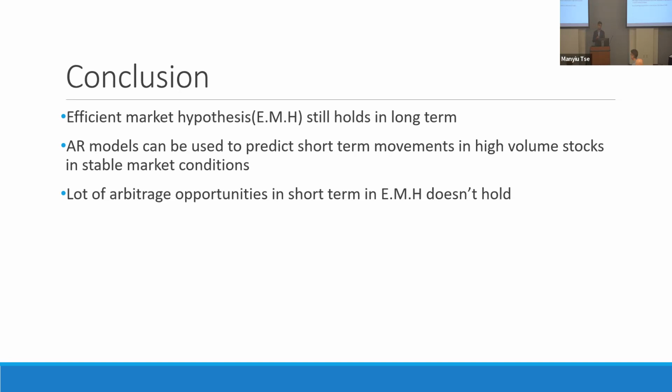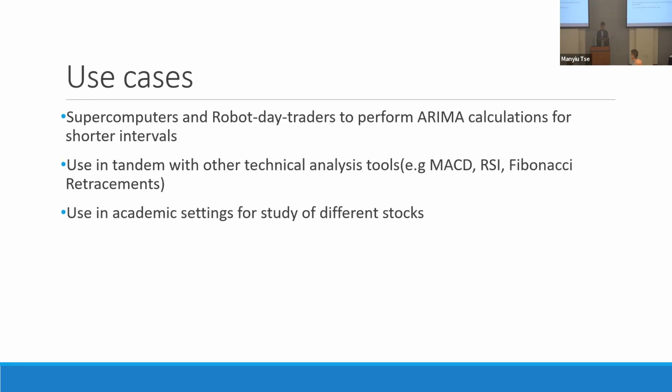And that also means that there are a lot of arbitrage opportunities in the short term because of the EMH seemingly not holding. Let's look at some use cases for the future. So supercomputers and robot day traders can perform ARIMA calculations for shorter intervals. I did a monthly calculation, but the calculation could be done every second or every minute using supercomputers. And if there was a pattern that could be exploited for monetary gain, those patterns could be exploited.